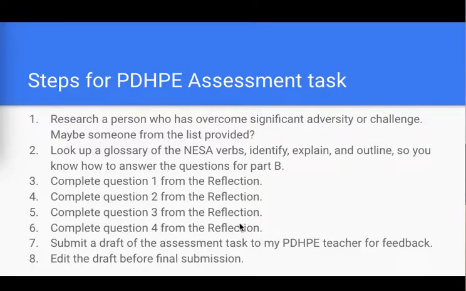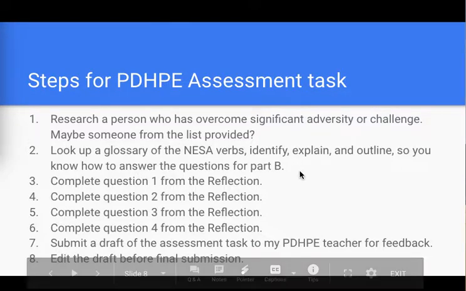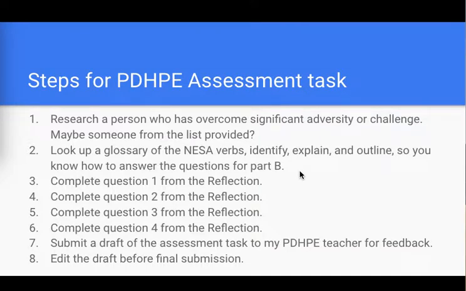Now, those steps are already embedded in your assessment task because they've been broken down for you. But the next one, step 7, is something that maybe you haven't thought of before, which is submit a draft of the assessment to your PDHPE teacher for feedback. And the final step for the assessment task is really important, which is to edit the draft before the final submission.